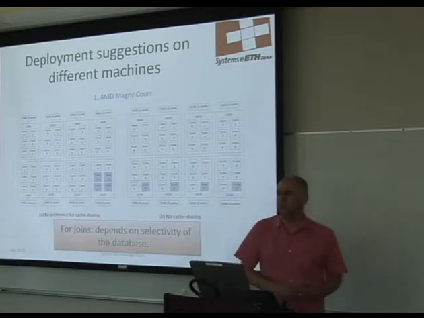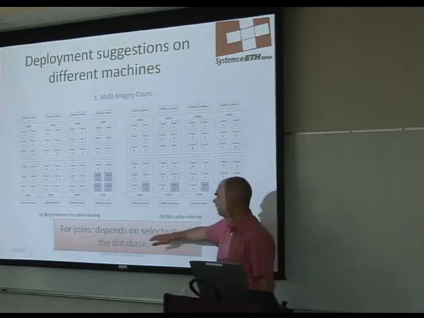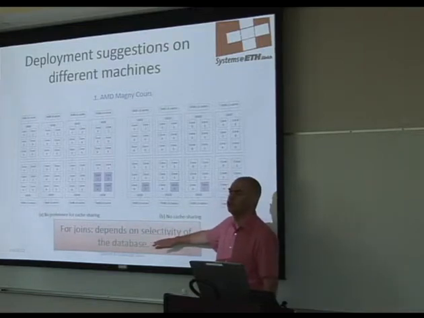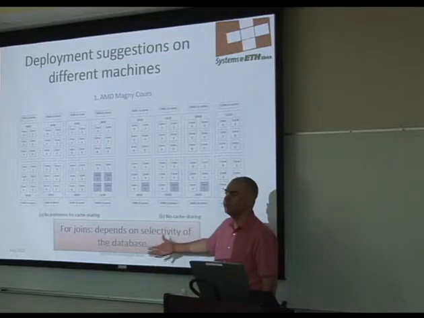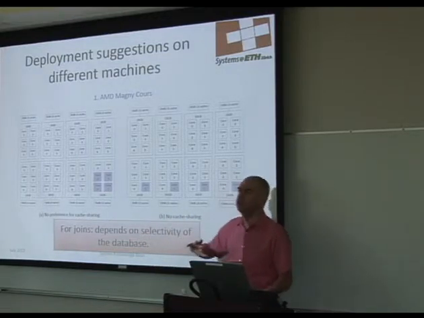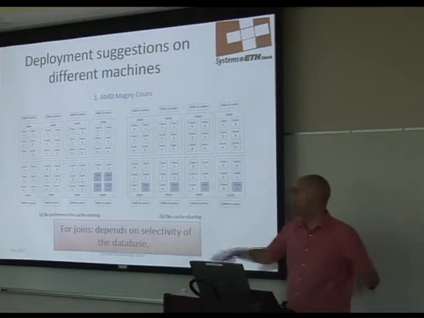If you're doing, say, a database join, it turns out in many cases that this really does depend a lot on the selectivity of the join that you have in the database. If you're doing a join with very high selectivity, then perhaps you want to have cache locality. If it's low selectivity, you don't. What you want to do is maximize the amount of cache you've got.